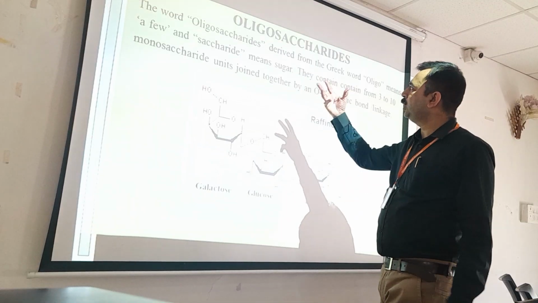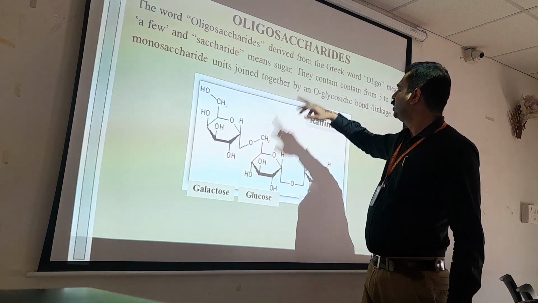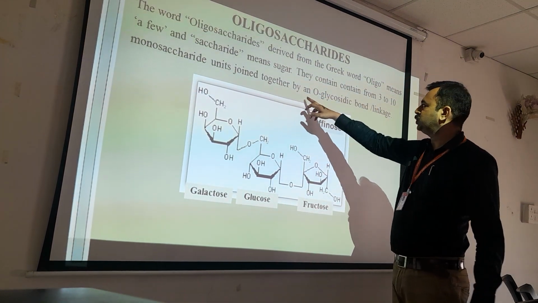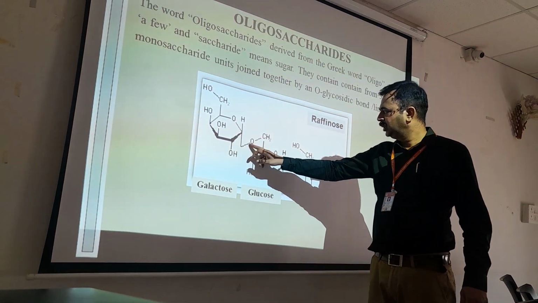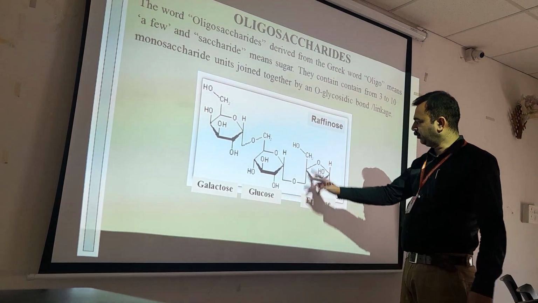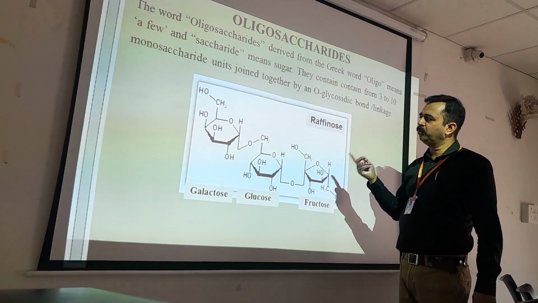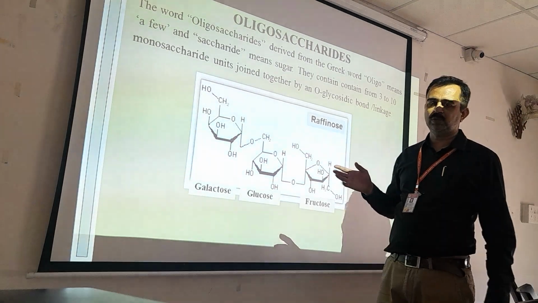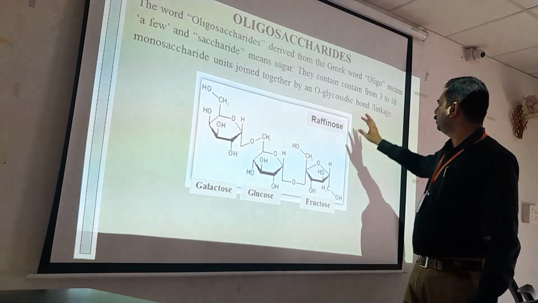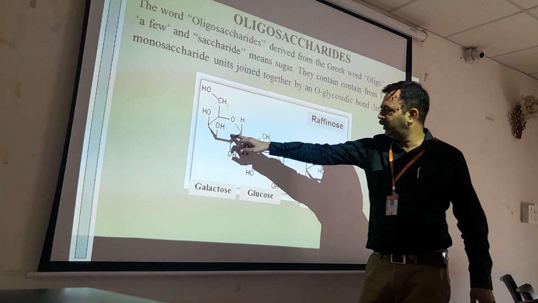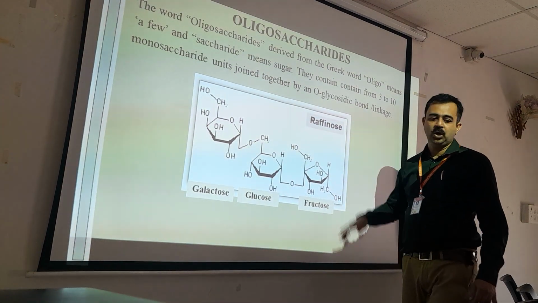Oligosaccharide. The word oligosaccharide is derived from the Greek word oligo. Oligo means few; saccharide means sugar. They contain 3 to 10 monosaccharides, usually joined by glycosidic bonds or linkages. See this: galactose, then bond formation, glucose, bond formation, fructose. The total structure becomes raffinose. One to three molecules would be disaccharides only. Oligosaccharides are where 3 to 10 molecules are joined to each other with the help of glycosidic linkages, and therefore we term them oligosaccharides.